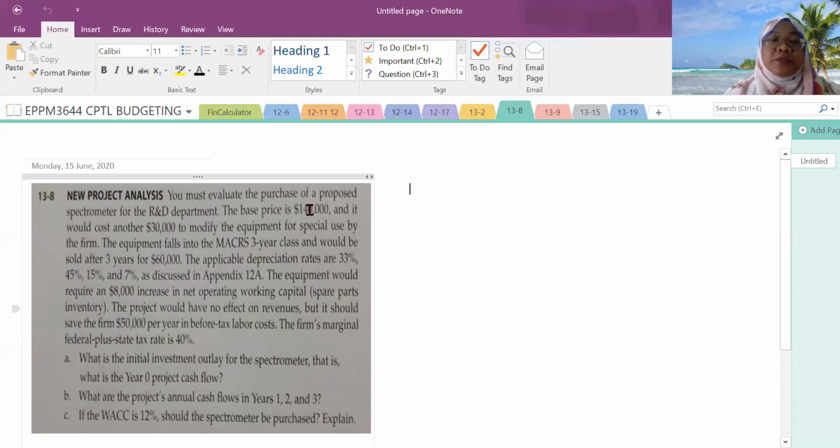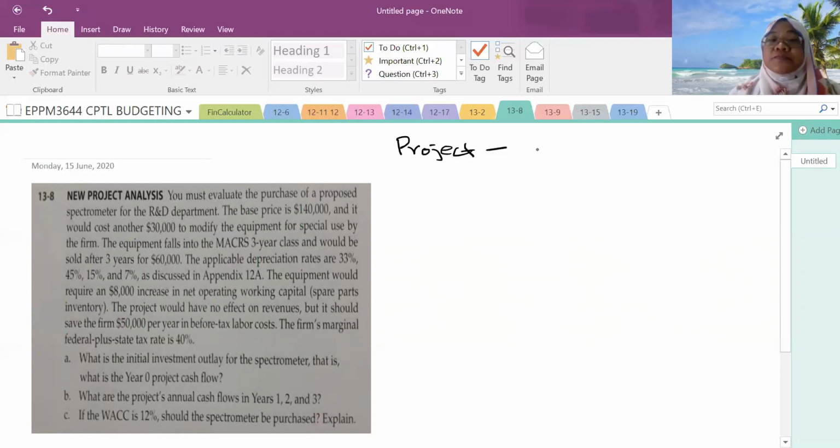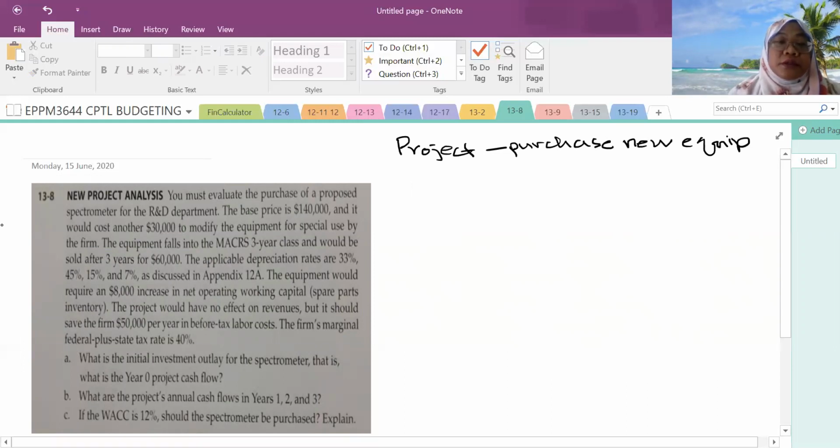You must evaluate the purchase of a proposed spectrometer for the R&D department. So dekat sini, the project is to purchase new equipment, right? The spectrometer tadi tu, purchase new equipment. Alright, so the base price maksudnya, harga equipment tu saja is 140 and it would cost another 30,000 to modify.